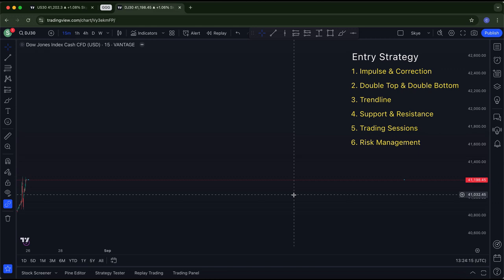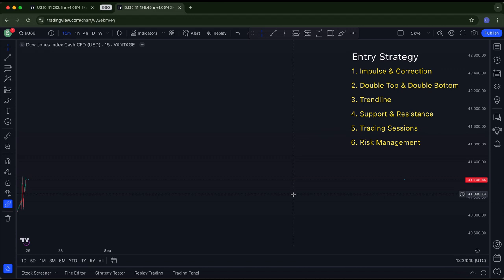I'm Sean Yeni. So in our last lesson we talked about market structure, whereby we talk about the four concepts in market structure. We talk about the impulse and correction, chart patterns, in which we focus only on double tops and double bottoms, and support and resistance. And then last we talk about trading sessions.